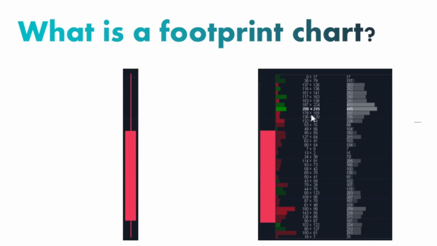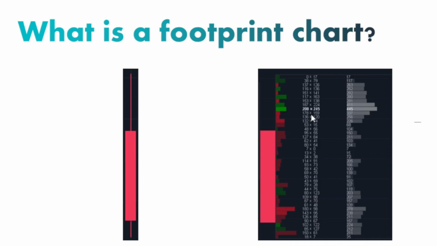So what we need to understand is that a footprint chart gives us detailed information, which, as you can see, a candlestick does not. What we understand is we have numbers on the left and we have numbers on the right. So for basic knowledge, what people should understand is that you have a bid, which is on the left, and you have the ask, which is on the right, right?